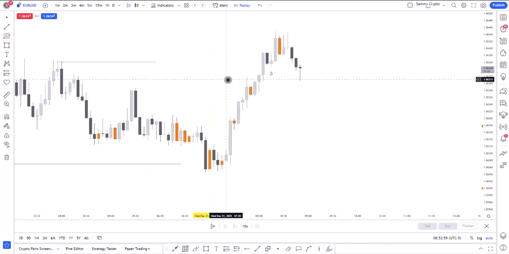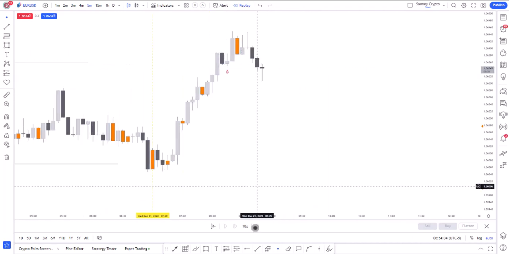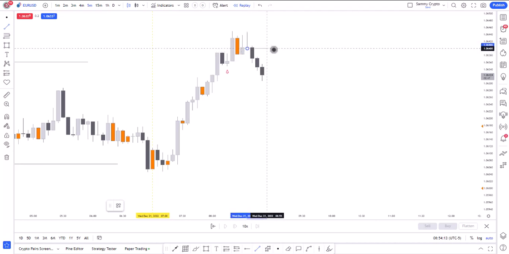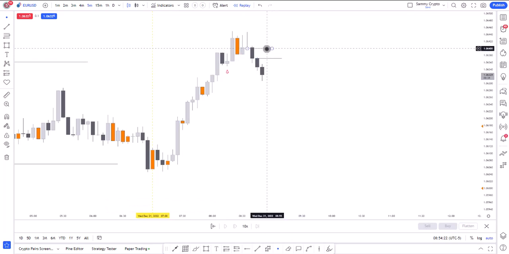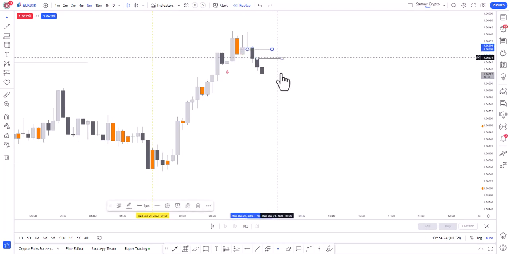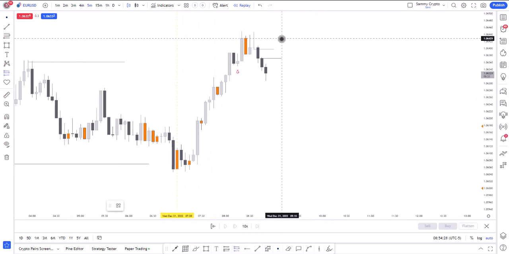So what I'm looking for now is to wait for price to come into that FVG, then I trade that. So I'm going to outline the FVG here. This is the FVG on the 5 minute. When price trades back into that FVG, I'll be selling short from there.